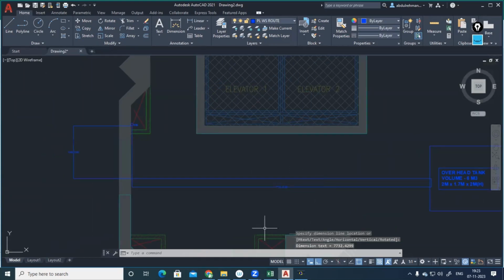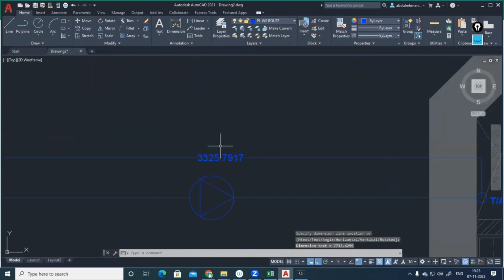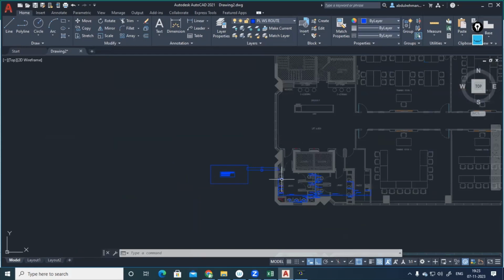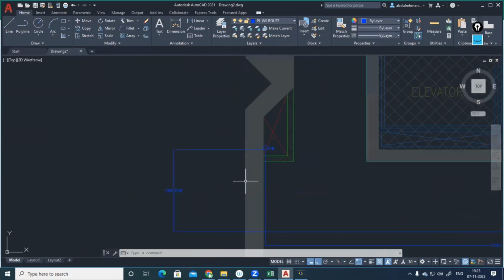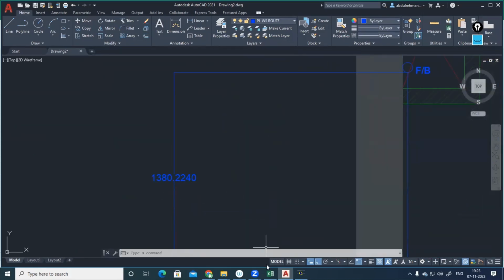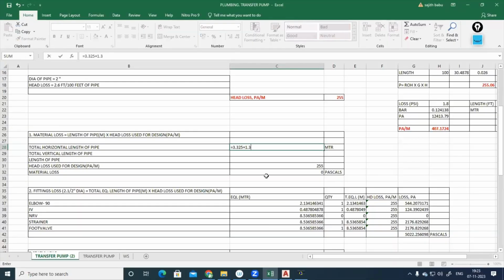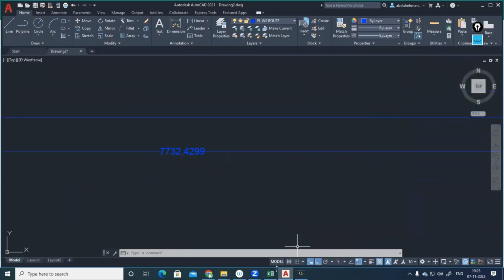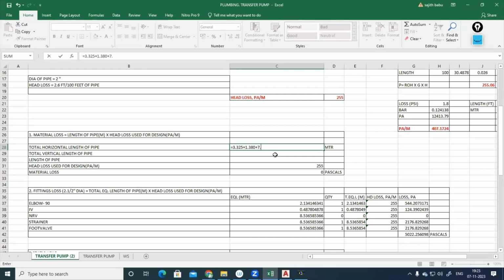Overall, how much? See, first this one, 3.325. Total horizontal length will be 3.325 plus the remaining horizontal in the roof, 1.380 meter. 1.380 plus then this one, 7.732 plus 7.732. How much is it? 12.437.